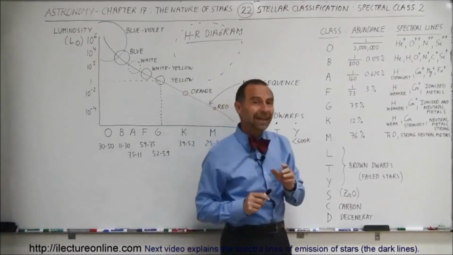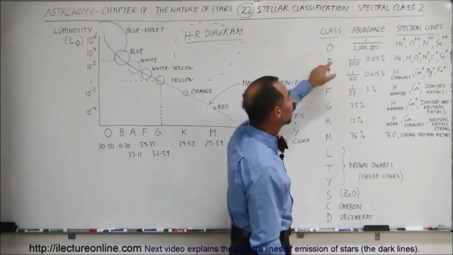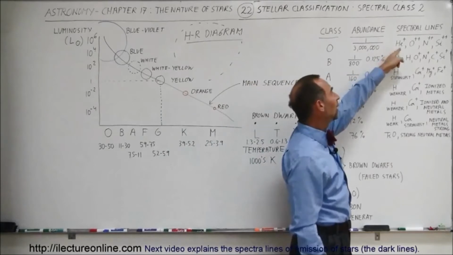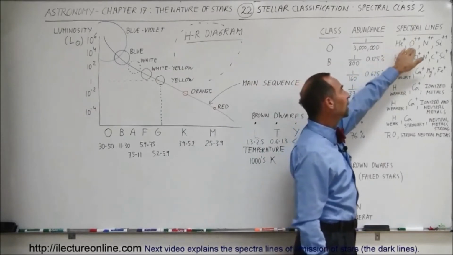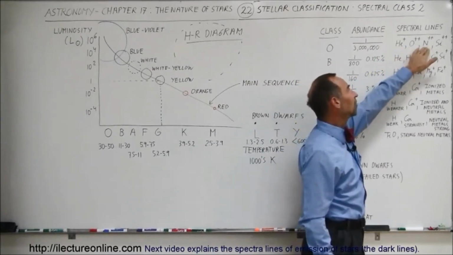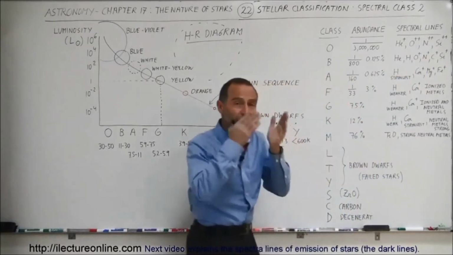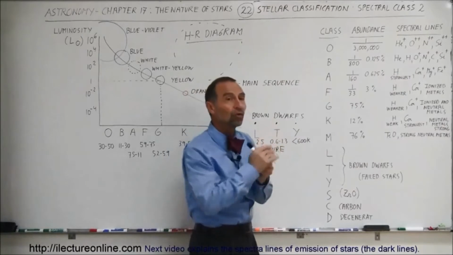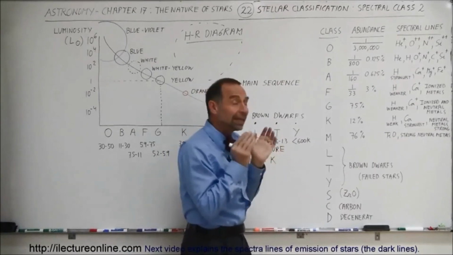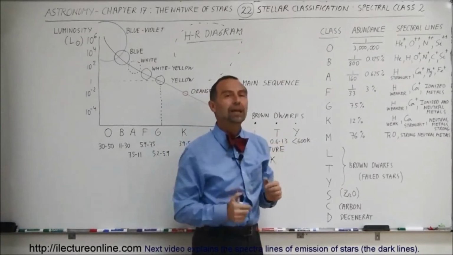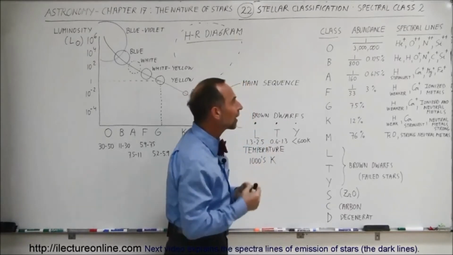The reason why we can tell that they're O-class stars is because they have what we call ionized helium, doubly ionized oxygen, doubly ionized nitrogen, and doubly ionized silicon in their spectrum. So when we find those spectral lines associated with those ions of those elements, we can then say that that must therefore be an O-class star. So that's how we recognize them.